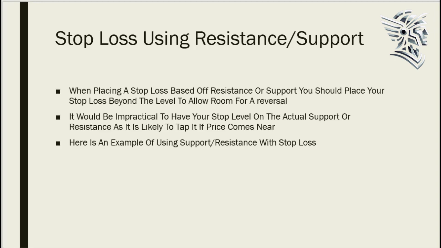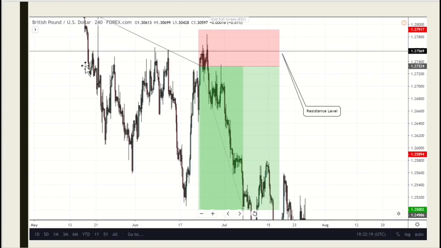So here's an example of using support or resistance with stop loss. So here you have a resistance level at 1.27569. You have a downward trend line, and you're entering on the third touch. If you have your third touch, you're using this as your reference for the stop loss. And this is exactly why you don't put your stop loss on the trend line, because it would have taken you out pretty much straight away.